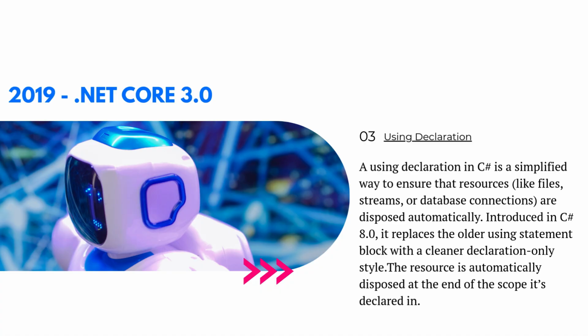A using declaration in C# is a simplified way to ensure that resources, like files, streams, or database connections, are disposed automatically. Introduced in C# 8.0, it replaces the older using statement block with a cleaner declaration-only style. The resource is automatically disposed at the end of the scope it's declared in.